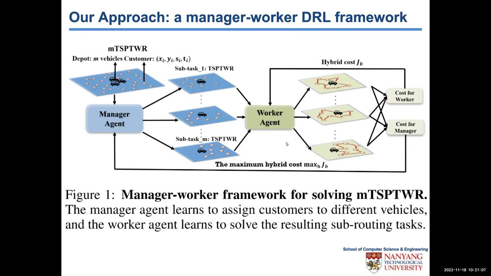Let's go back to the example. The task for the manager agent is to learn good assignments for each subtask, based on the feedback of the worker agent. So in the case where the worker agent does not work very well, the feedback can be misleading for the manager agent. In such a case, the manager agent will not know, if the outcome is bad, is it because of the bad assignment or is it because of the bad worker agent?